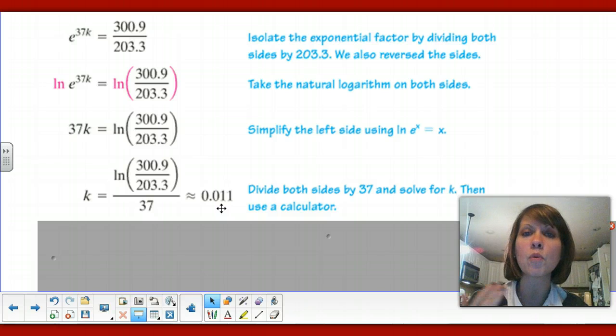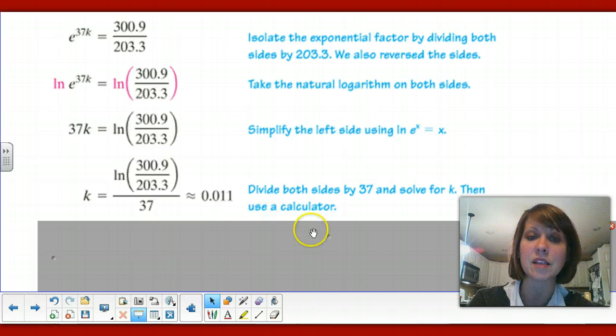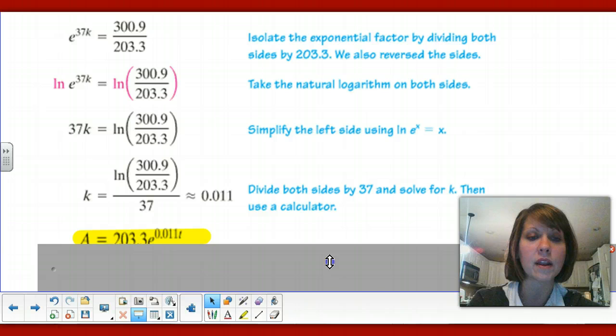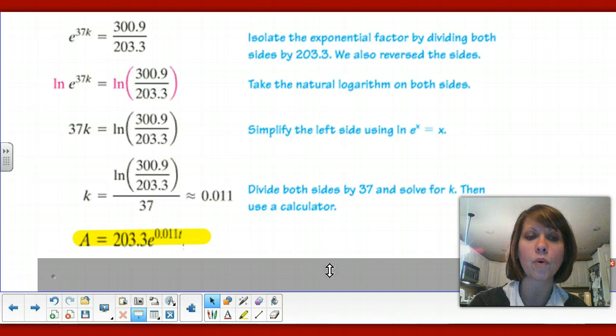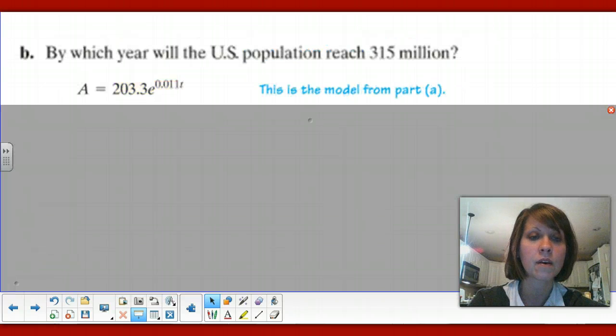All right. Now remember why we found K. K was not the end of our problem, but it was a piece that we needed in the puzzle. So if we put that in, 203.3 e to the 0.011 t. My preference would still be to store K in my calculator or leave it long written somewhere else so that when we go to part B, by which year will the population reach 315 million, we have the long K and not the rounded K.